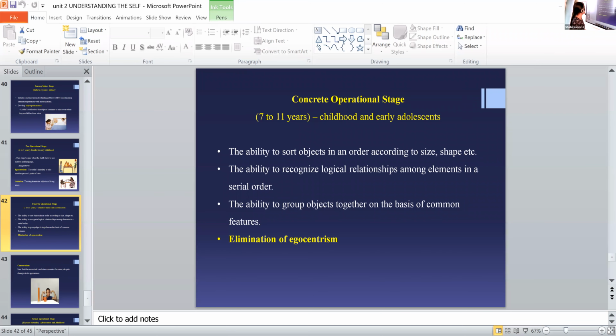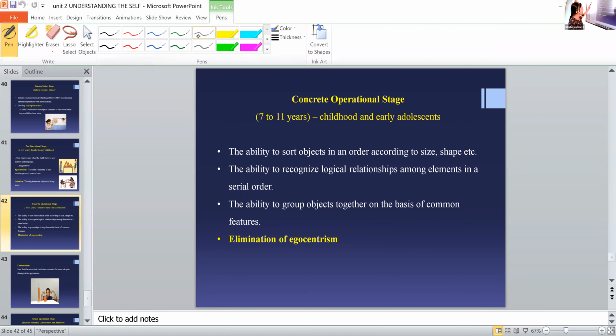In pre-operational stage, there is no conservation, but here they have the conservation skills. In pre-operational stage, they lack conservation, but in concrete operational stage, the child has conservation. Then what is conservation? Sana, what is conservation? Just try, relax and try. The amount of the object remains the same even if the appearance is changed. Very good.